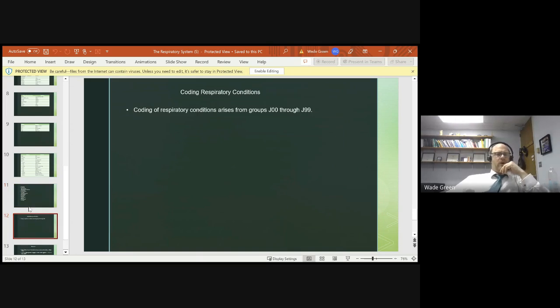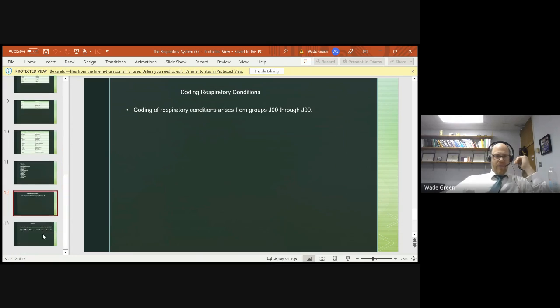Coding of respiratory conditions arises from groups J00 through J99.